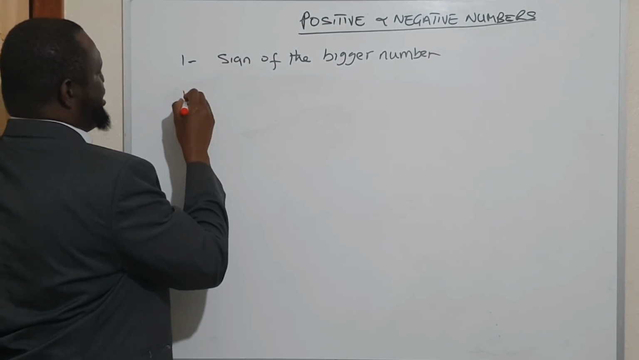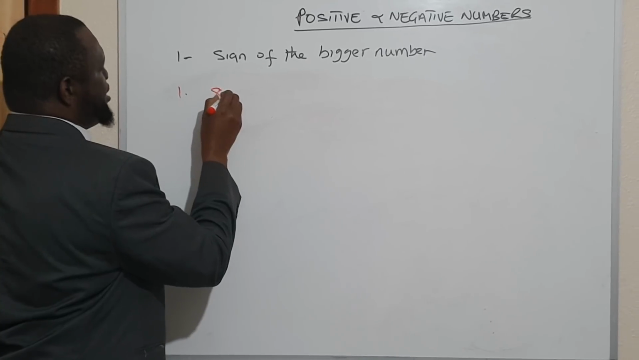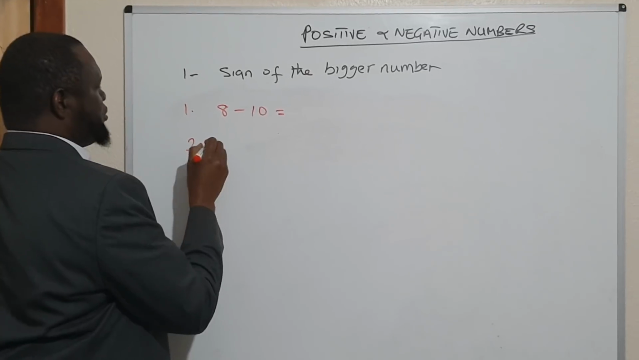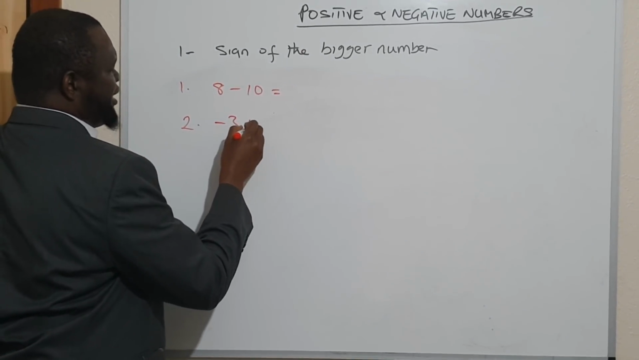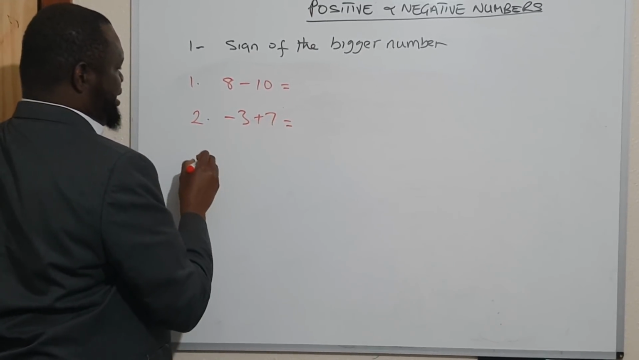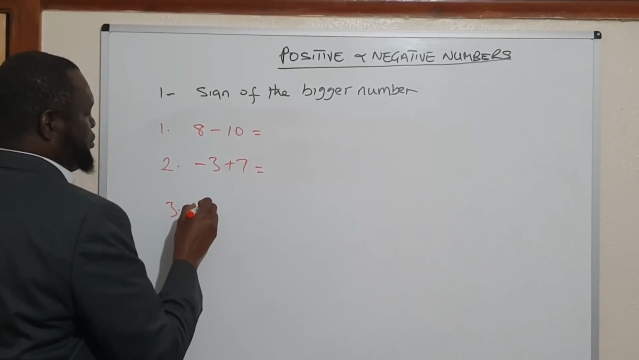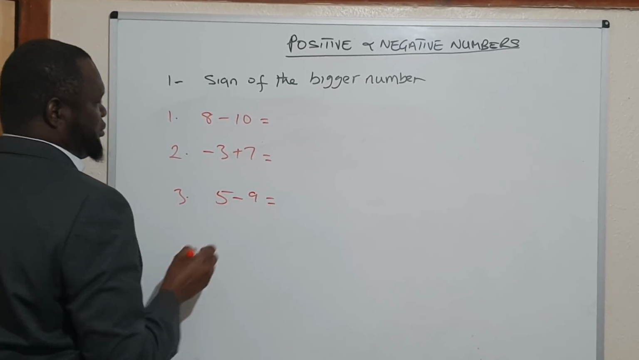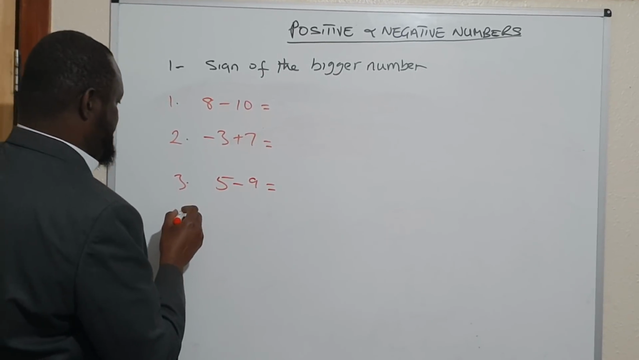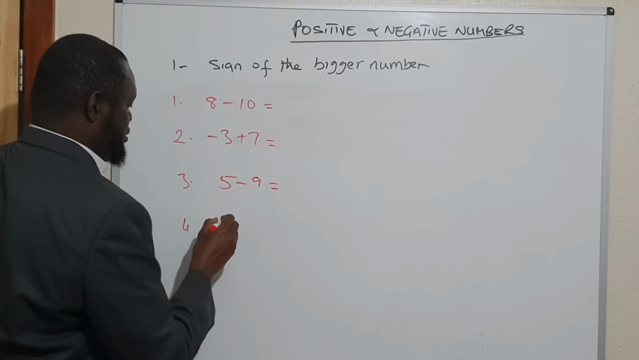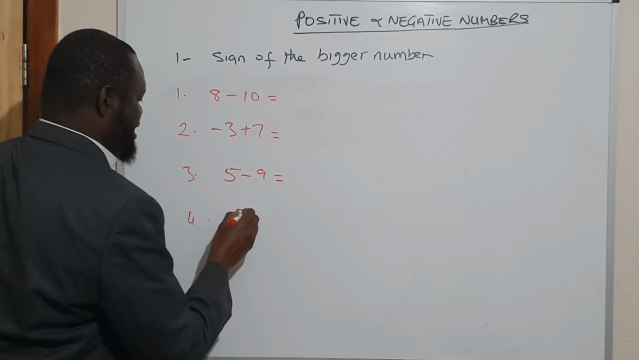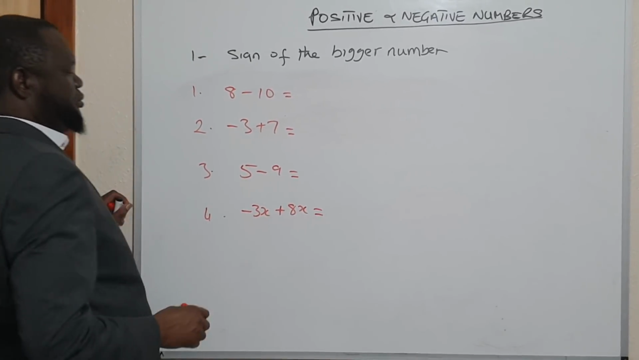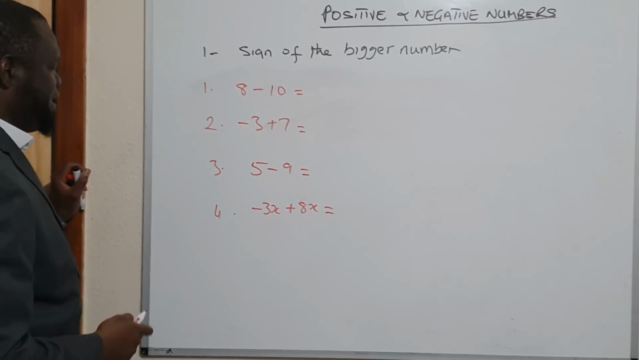Let's do example number 1. 8 minus 10. Number 2. Minus 3 plus 7. Number 3. 5 minus 9. Okay? Number 4. Minus 3x plus 8x. Okay? I'm including algebra there now.